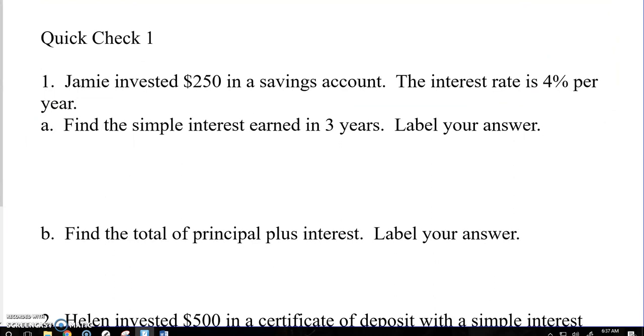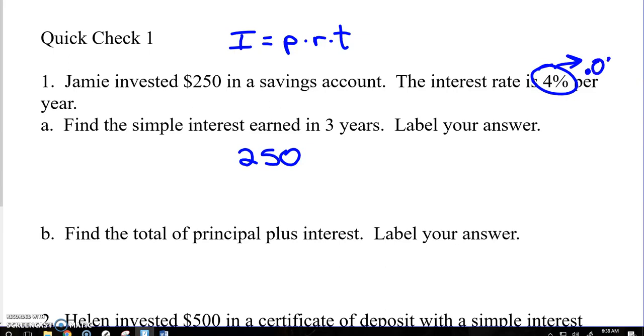So, here's Jamie. Jamie has $250. Jamie puts $250 in the bank account. Now, if I remember, the formula says to find simple interest, take the principal times the rate times the time in years. Interest rate, 4%. Remember, that has to be a decimal, 0.04. And it looks like Jamie left the money in for 3 years.